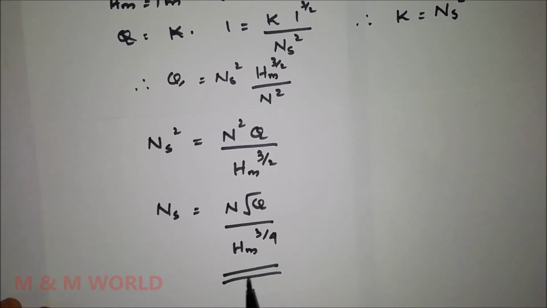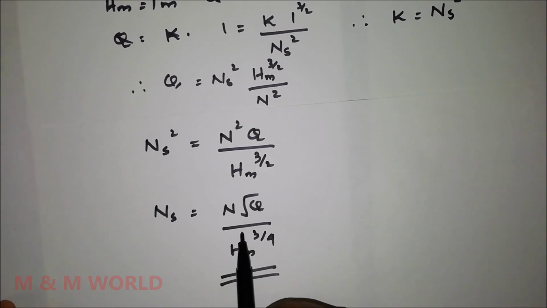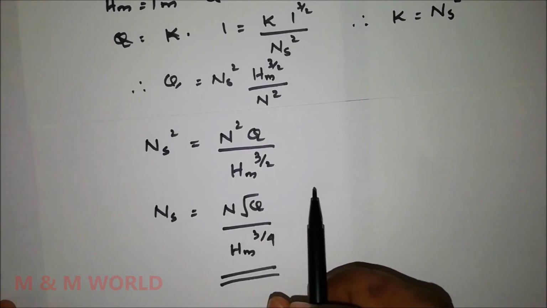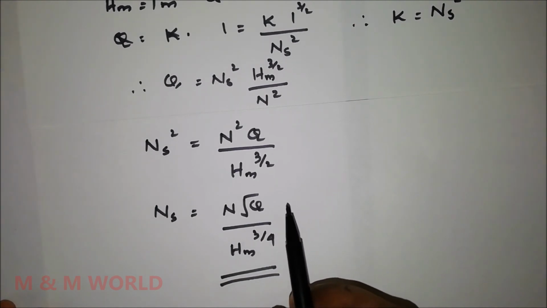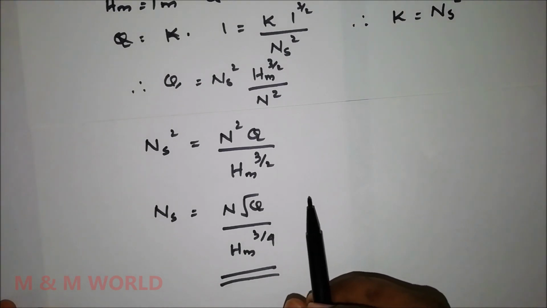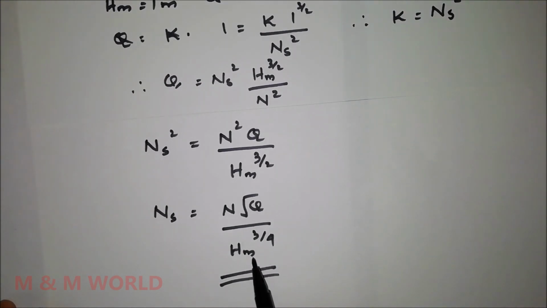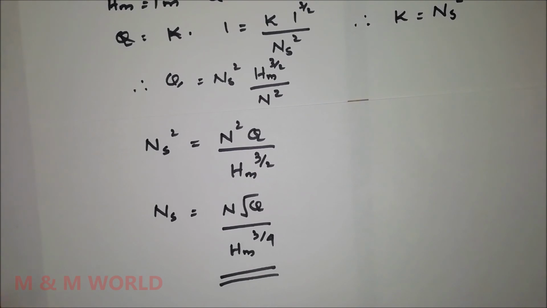So specific speed of a centrifugal pump is the speed of a geometrically similar pump which would deliver 1 cubic meter of liquid per second against a head of 1 meter. So this is the equation for specific speed of a centrifugal pump.